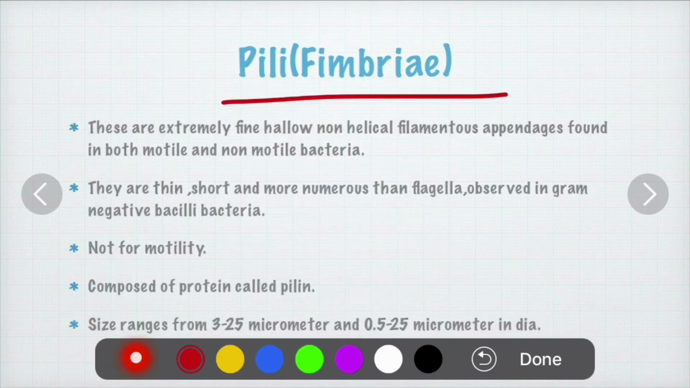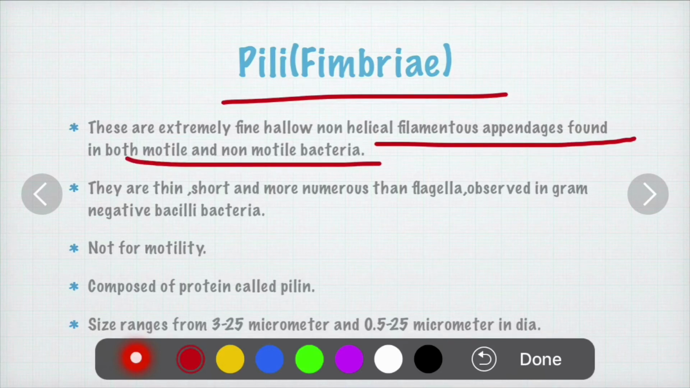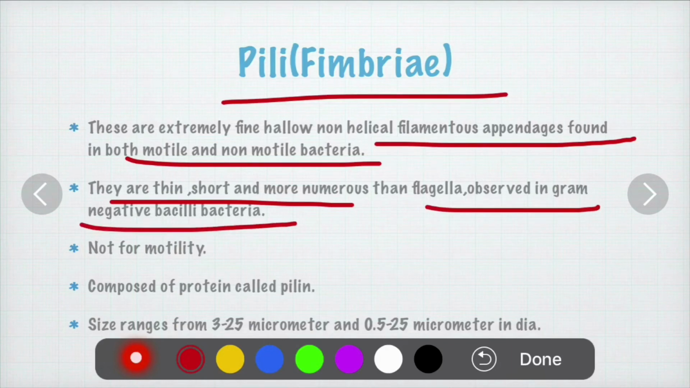Next is the pili or fimbriae. These are extremely fine hair-like filaments present on the surface of the bacteria. They are present in both motile and non-motile bacteria. They are thin, short and more numerous than flagella. They are observed more in gram-negative bacteria such as bacilli. They are not used for motility, so they do not help in the motility of the bacteria.